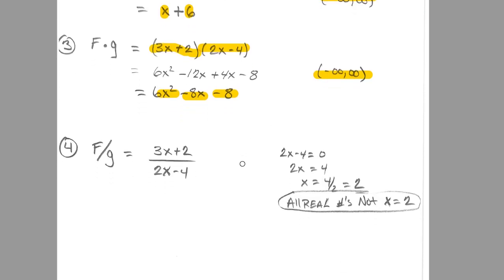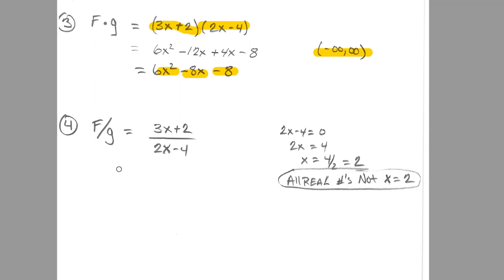Then finally, f divided by g. Well, that's simply I put f on the top divided by g on the bottom, and there's no real simplification. However, the domain of this function, I have to be careful about where the bottom of the fraction, the denominator, is equal to 0. So I set the bottom equal to 0, 2x minus 4 equals 0, and I solve for x. When I do that, I get x equals 2. So the domain of f divided by g is all real numbers not equal to 2.